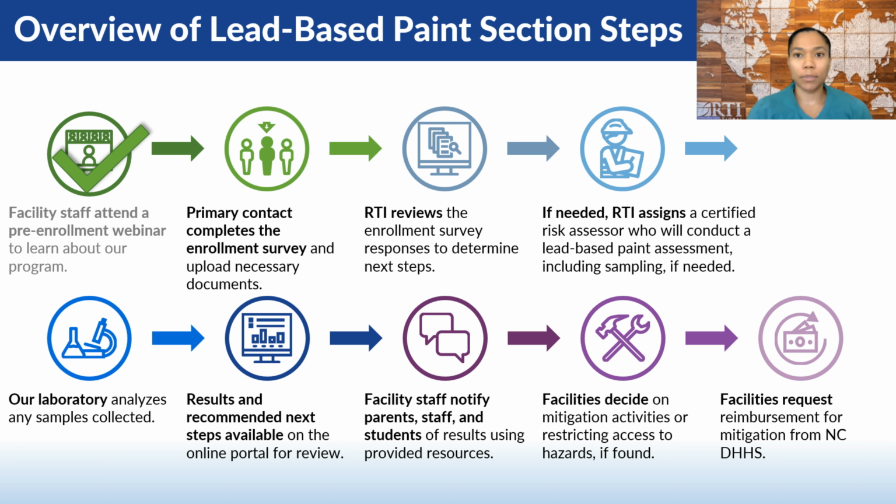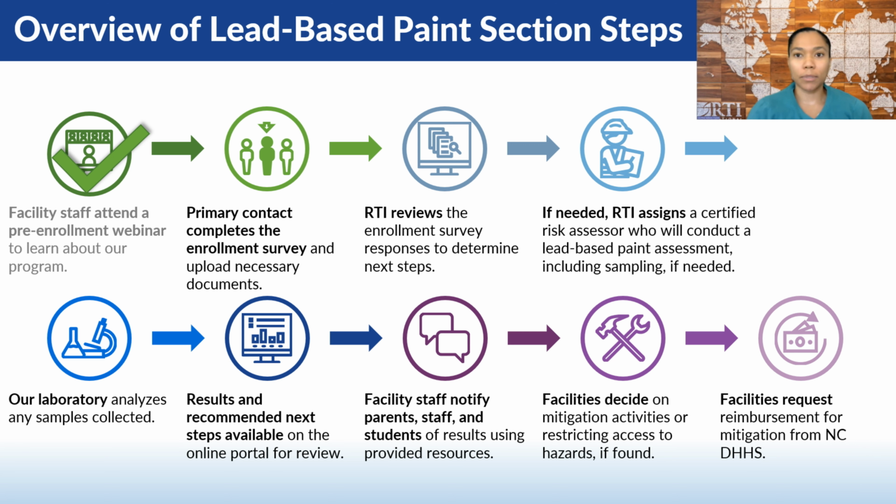In the student demographics section, you'll be asked to fill out the number and age group of children enrolled during the last year, the percent eligible for free or reduced lunch or for subsidies, discounts, or scholarships, and the percent of students by race and ethnicity. After the student demographics section, you'll begin the lead-based paint related questions.